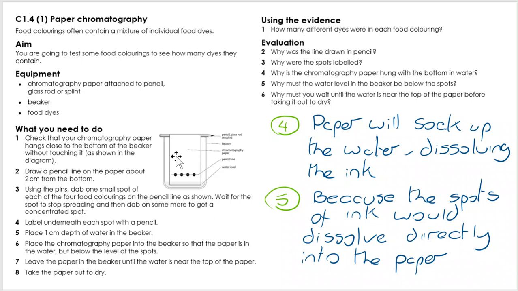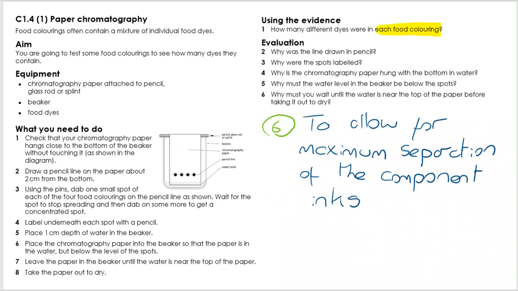And finally, number 6, why do we want to wait until the water's moved almost up to the top of the paper before we take it out to dry? And the reason for this is that we want to get the maximum opportunity of separating out the ink that we're investigating. If those spots get further apart, if the colours separate more clearly, we can be far more confident in what we're seeing than if we stopped a centimetre up and it was still all very close together.